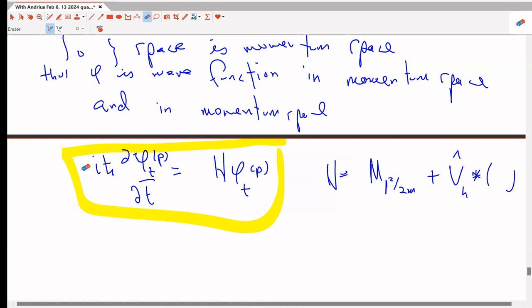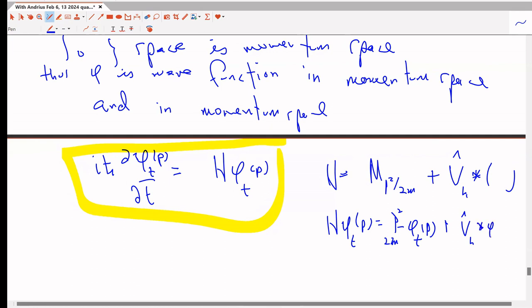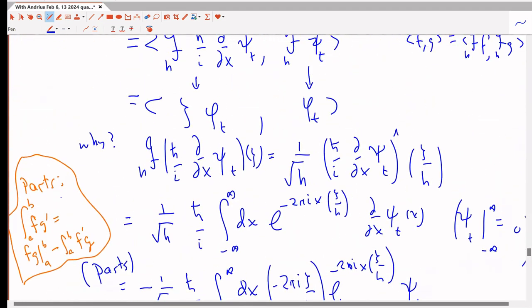Is that how it works? Yes, that's right. Just to make this notation clear, H sub T of p is equal to p squared over 2m, which is the multiplication part, plus the convolution. Oh, and we're calling it p now. So I really just wrote down what we wrote down above here.